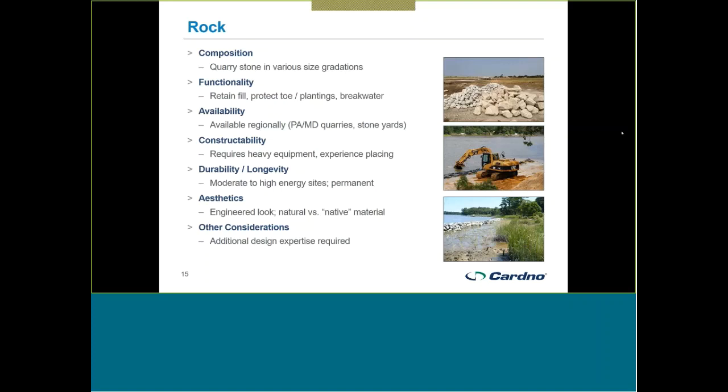Rock in certain applications is also a very common living shoreline material, particularly in revetments or what are called toe slopes. We'll talk about that in our case example. It comes from stone quarries. There is very little rock, at least in southern Delaware and other parts of the mid-Atlantic, so it's being shipped in from Pennsylvania or Maryland. So there's some transportation costs.